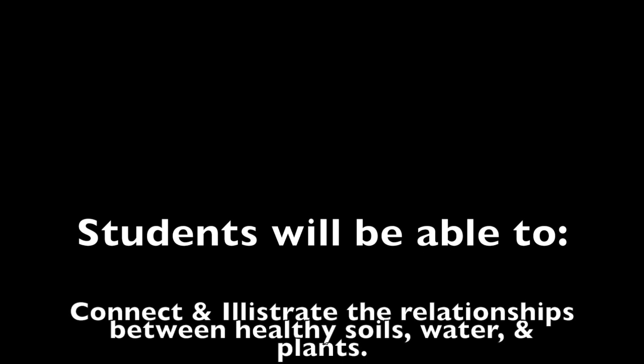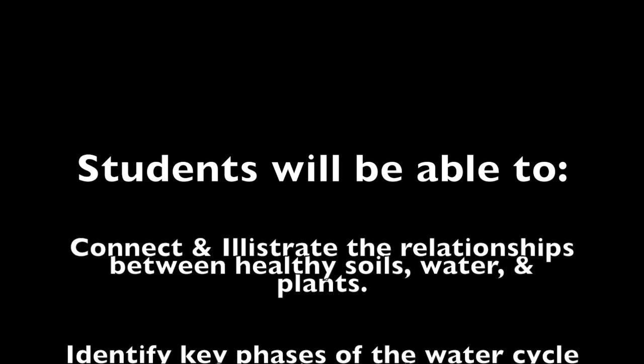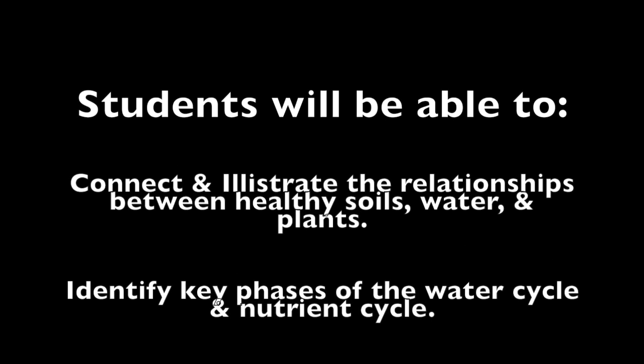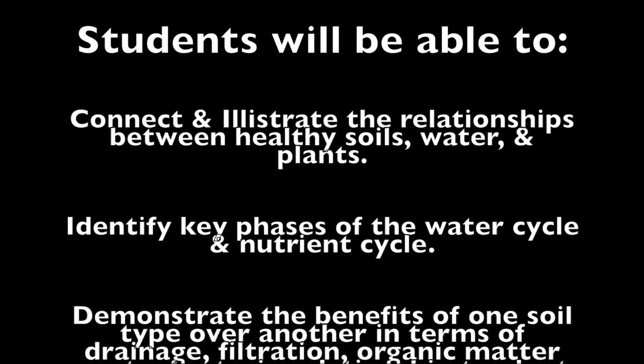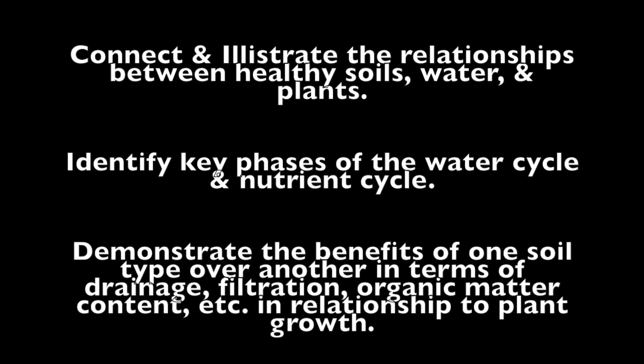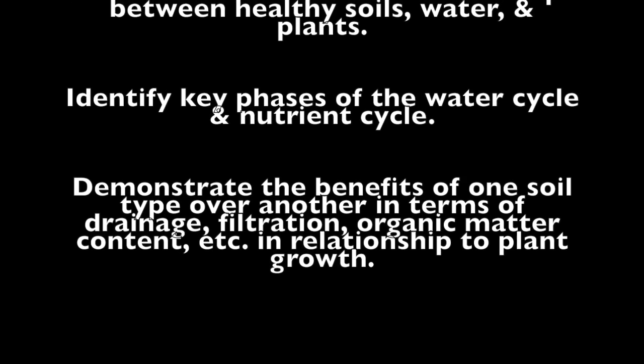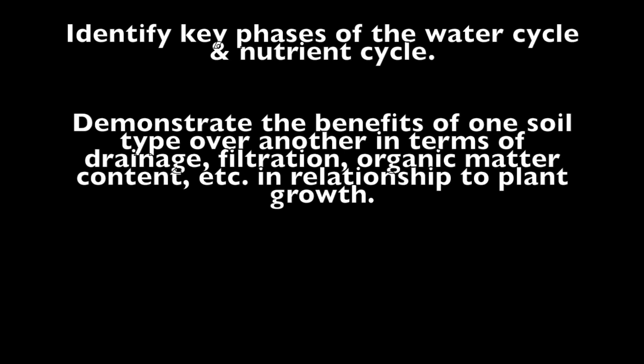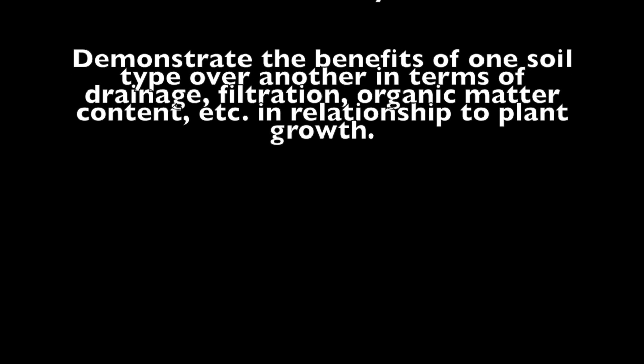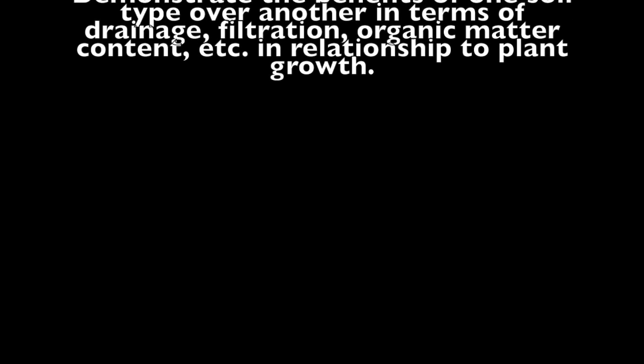So my overarching unit goals cover all of my activities, and students will be able to connect and illustrate relationships between healthy soils, water, and plants, identify key phases in the nutrient cycle, identify key phases in the water cycle, and demonstrate benefits of one soil type over another in terms of drainage, filtration, decomposition, and organic matter content in relationship to plant growth and environmental health.